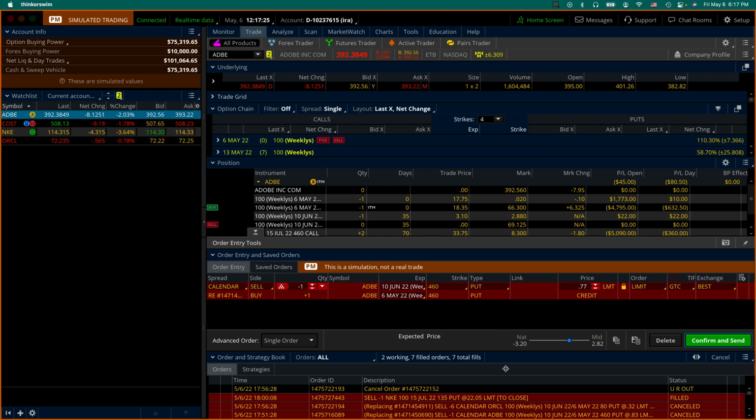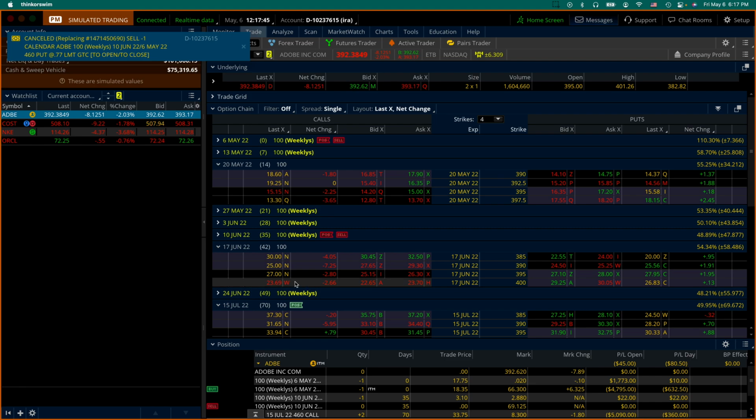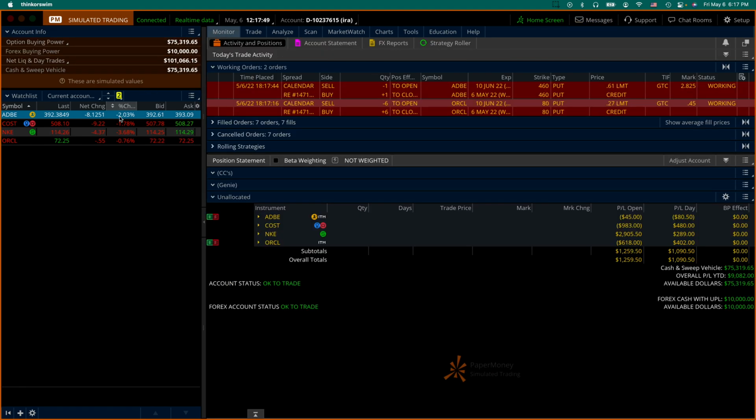And in the case of Adobe, look how the spread is minus 3.20. Obviously, that's not happening. So there is a lot of room here. It's very wide. That's because the puts are so deep in the money. Anyway, I'm hoping that they will fill.